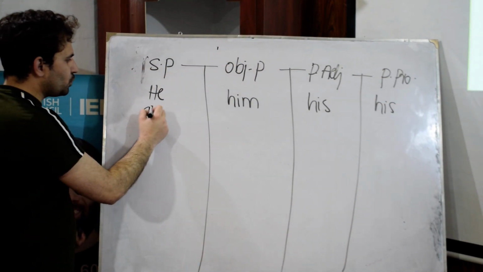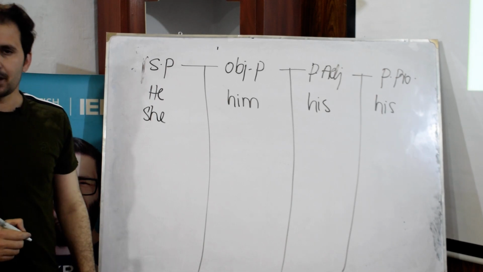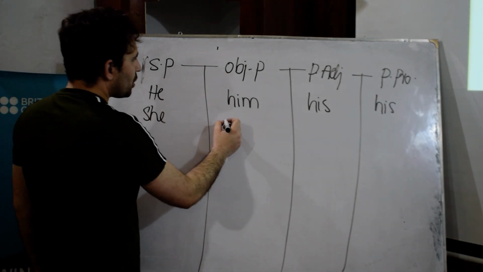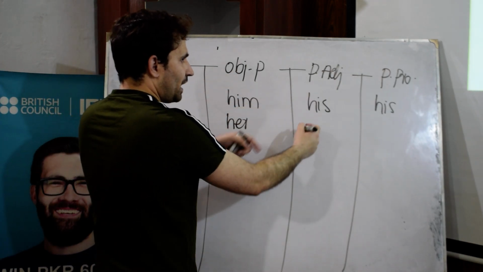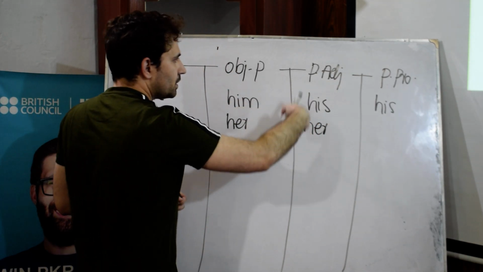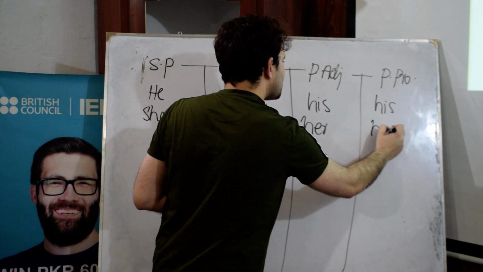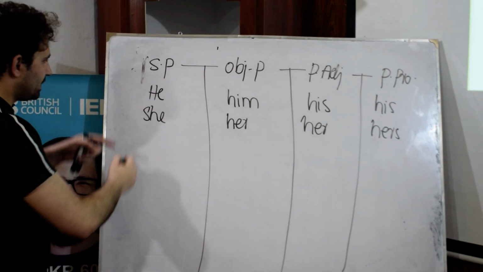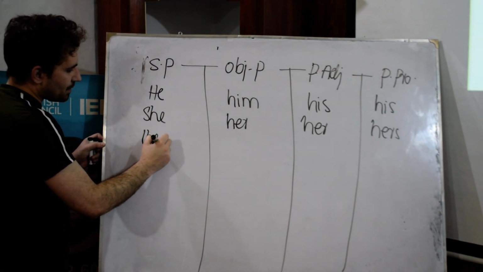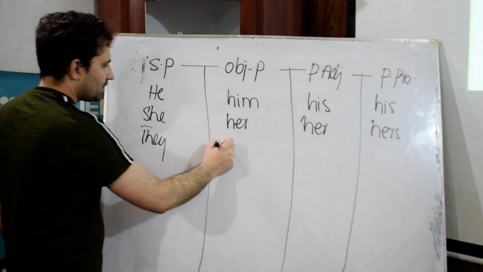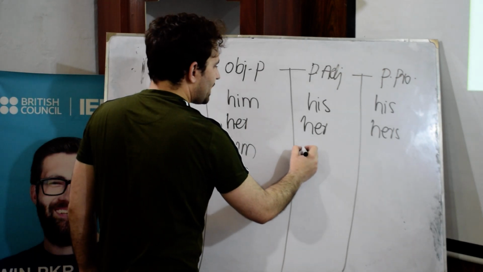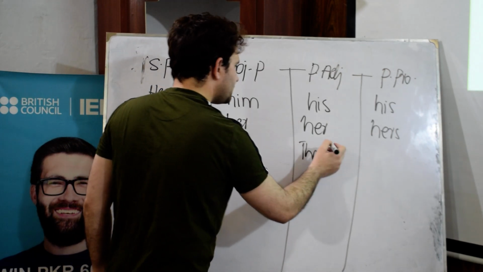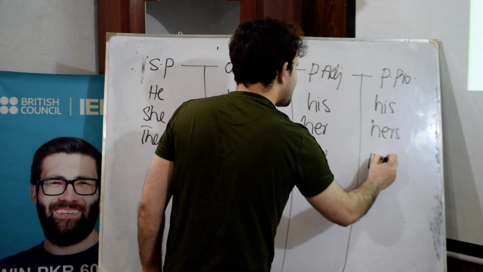Number two, she is a subject pronoun. For this we have the object pronoun her, and the possessive adjective again is her. In possessive pronoun we have hers. The third one, we need subject pronoun they, object pronoun them, possessive adjective their, and possessive pronoun theirs.